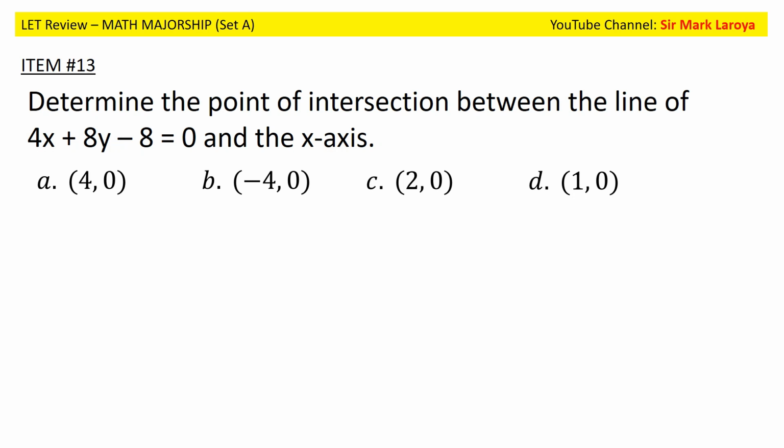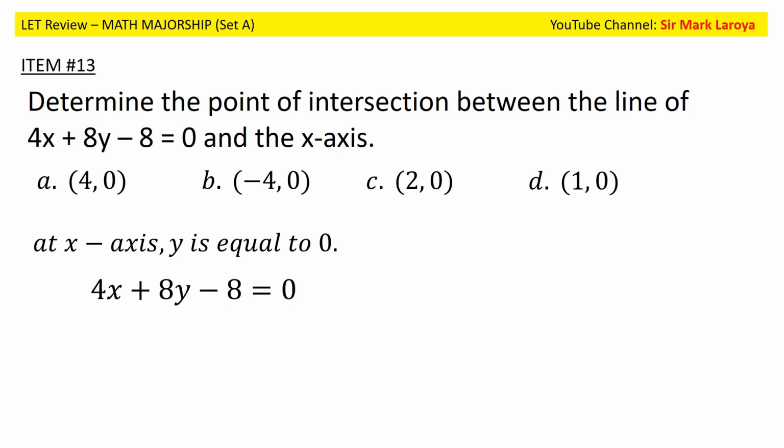So we are looking for the point or the coordinates ng point ng intersection ng ating given line at ng x-axis. Remember that at x-axis, y is equal to 0. So that means the y coordinate of that point that we are looking for is equal to 0. So kailangan lang natin hanapin ay yung value ng x o yung x coordinate ng point of intersection ng ating line at ng x-axis. To get that, we simply substitute the value of y equal to 0.